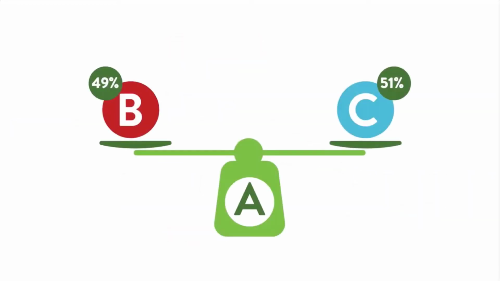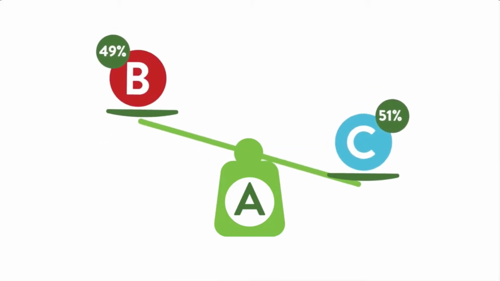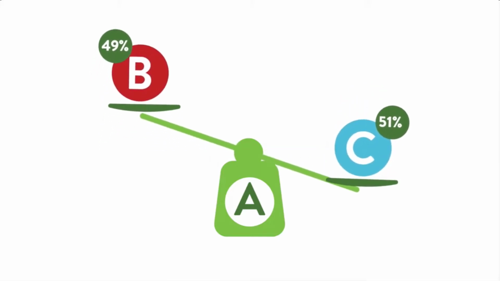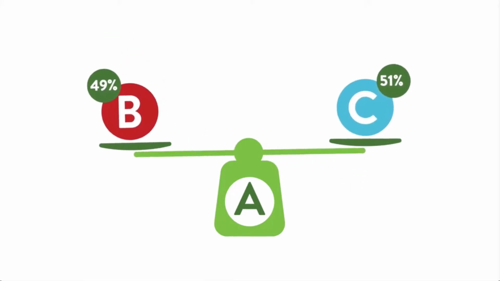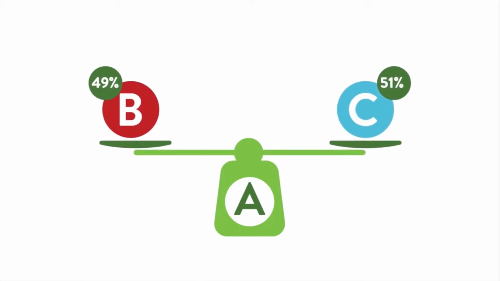Consider a company with two stakeholders. Shareholder B owns 49% of the shares, and shareholder C owns 51%. In this scenario, shareholder C can push through any decision, and shareholder B has zero shareholder power. But this changes drastically if the distribution of shares changes.